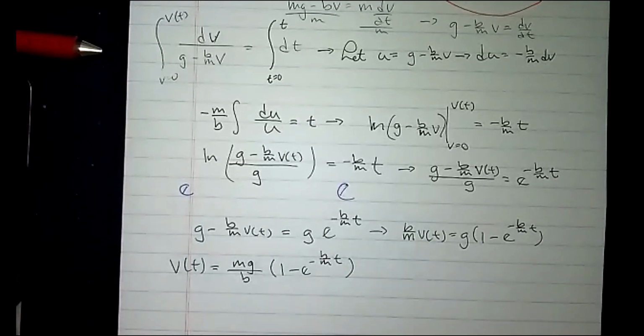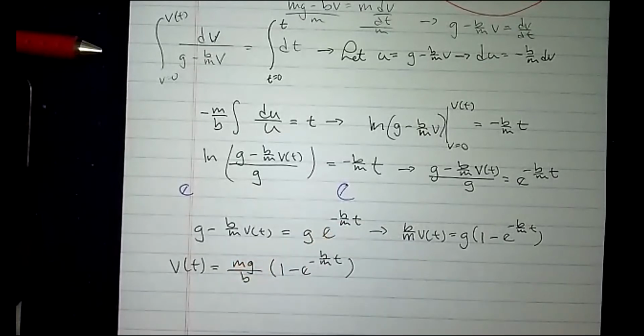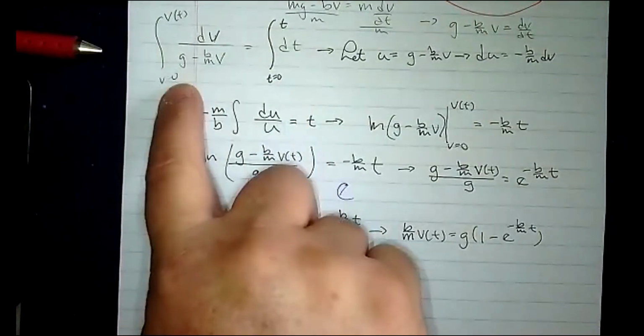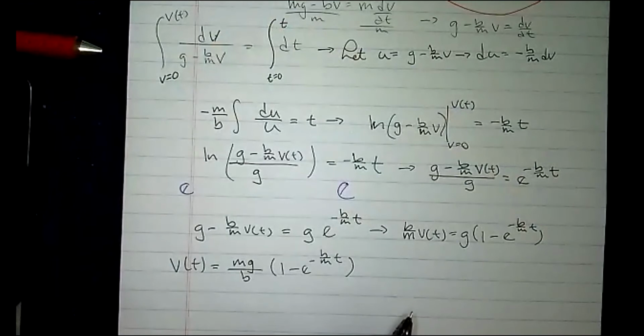You can see when t is equal to 0, then this becomes e to the 0, which is 1, and 1 minus 1 is 0. So the initial velocity is going to be 0. That's what we set up by saying v is equal to 0 there. Okay, so that makes some sense.